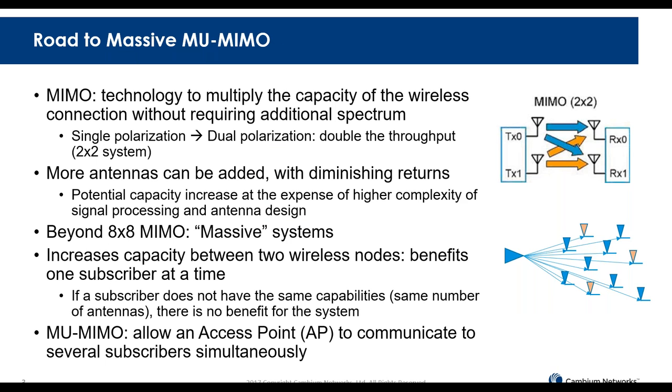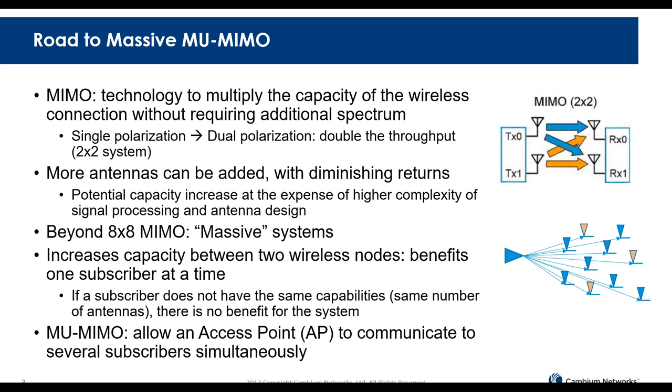How did we get to massive MU MIMO? Massive MU MIMO is composed of three concepts: MIMO, massive, and multi-user. Let's look at each one of these, starting from MIMO. MIMO means multiple input, multiple output, which means multiple antennas at the transmitter and at the receiver. This is the technology used to multiply the capacity of the wireless connection without requiring additional spectrum.